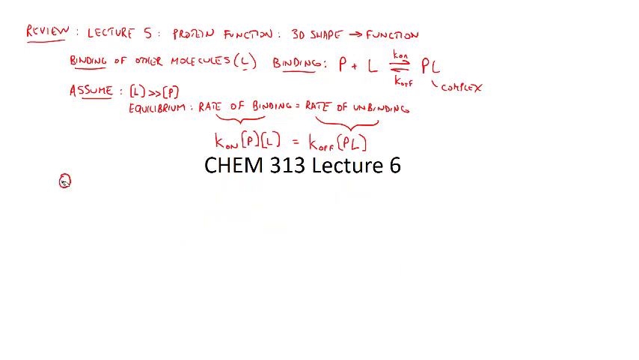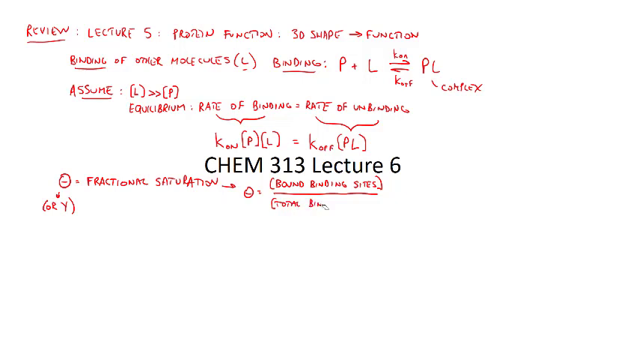And we said before that we can define this quantity called theta. Theta is what's called the fractional saturation. Theta is also sometimes represented by a capital Y, and I think you're going to see a capital Y in some practice problems in our homeworks and in our worksheets later on. Anyway, what is theta? It's the concentration of bound binding sites, so in other words, binding sites on your protein that have L bound to them, divided by total binding sites. Or if you have one binding site per protein, then theta is going to be equal to PL over PL plus P.